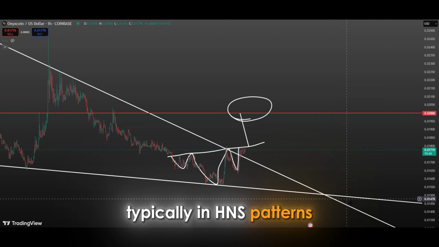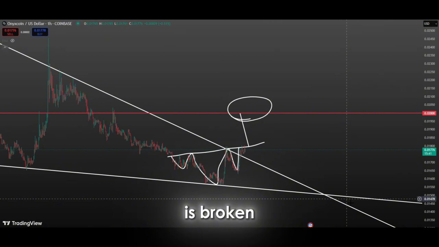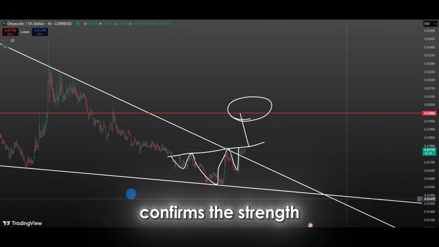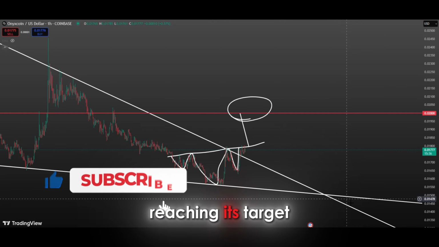Typically, in H&S patterns, a noticeable rise in volume occurs as the neckline is broken. This volume surge confirms the strength of the breakout and increases the likelihood of the price reaching its target.